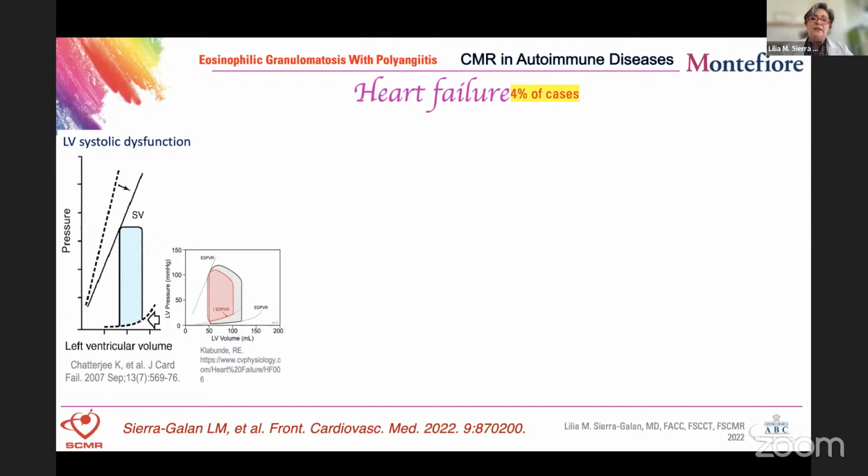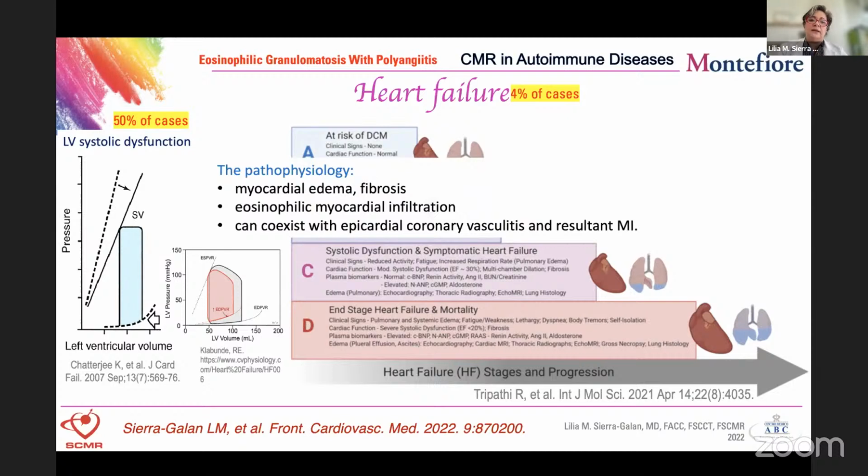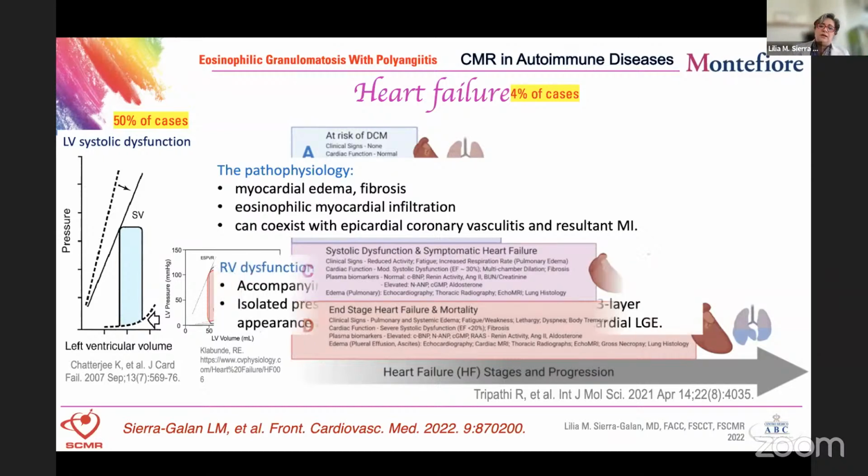And heart failure is not the most impressive problem. It's only in 4% of the cases, and those have systolic and diastolic dysfunction. But diastolic and systolic dysfunction alone could be present in 50% of the cases, while heart failure is only in 4% of the cases. What are the causes of that heart failure? Myocardial edema, fibrosis, and eosinophilic myocardial infiltration, and it could coexist with epicardial coronary vasculitis, obviously producing myocardial infarctions.